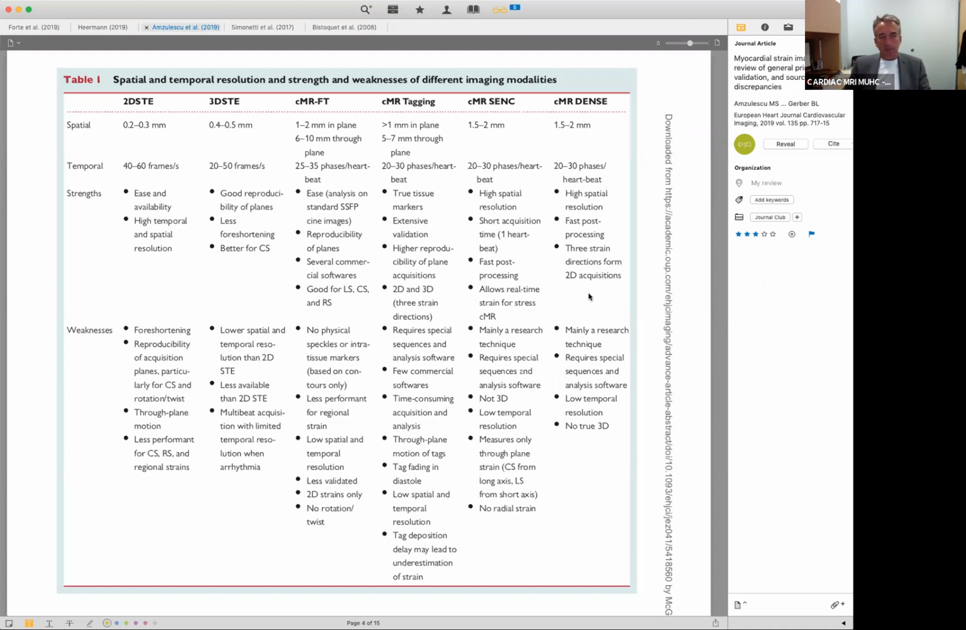It's also a problem of reproducibility. So if you just change your plane a little bit without really seeing that and without having that detailed control, you also may have issues. And because of these reasons, speckle tracking also has not been very good for circumferential strain imaging.